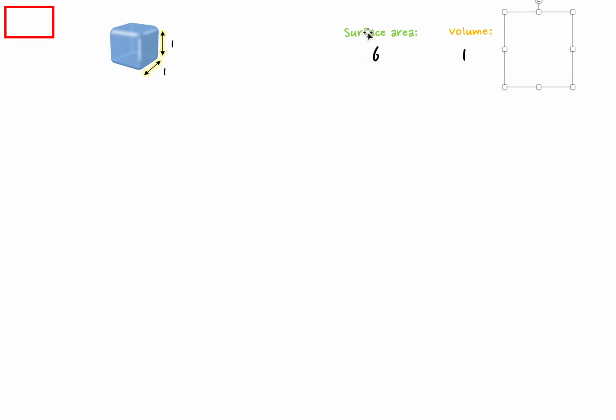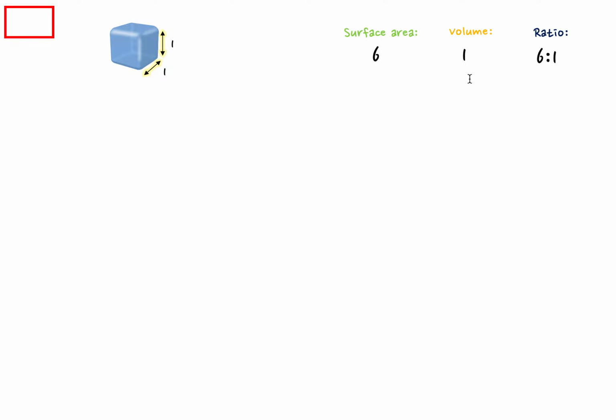So what's the ratio between the surface area and the volume? It's going to be 6 to 1, right? Because for every 6 surface area, the volume is 1. So the ratio is 6 to 1. Pay attention to this. Now, what about if the cell gets bigger?